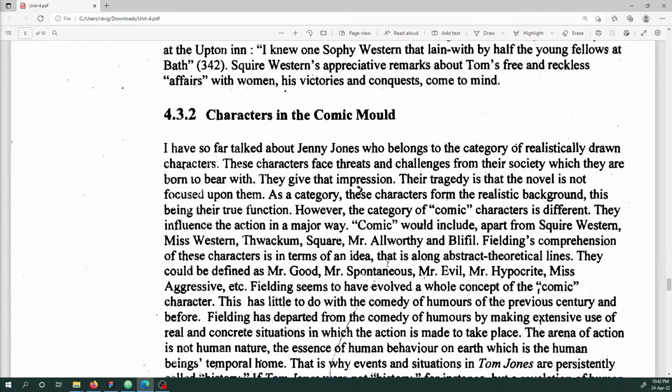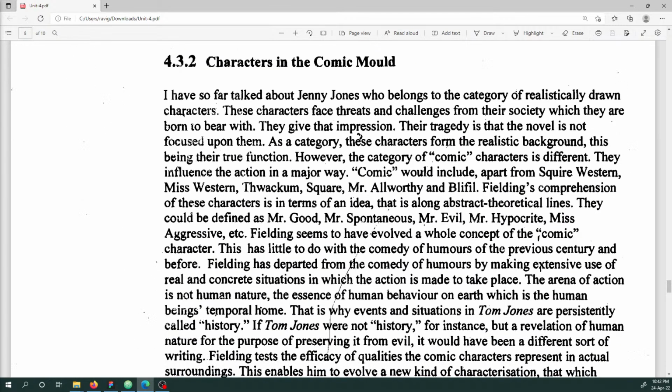4.3.2 Characters in the comic mold. I have so far talked about Jenny Jones, who belongs to the category of realistically drawn characters. These characters face threats and challenges from their society, which they are born to bear with. They give that impression. Their tragedy is that the novel is not focused upon them. As a category, these characters form the realistic background, this being their true function.